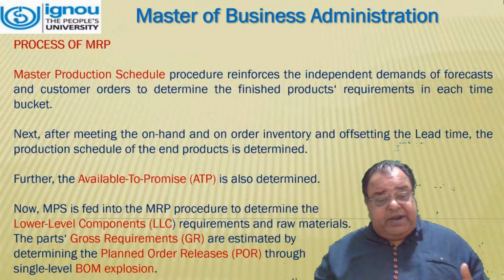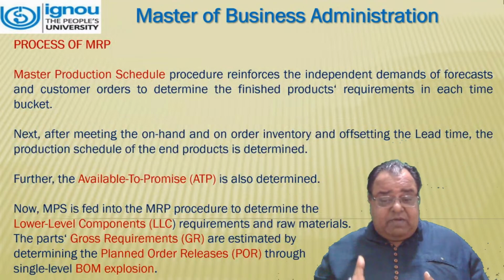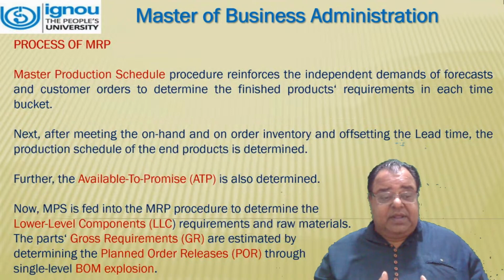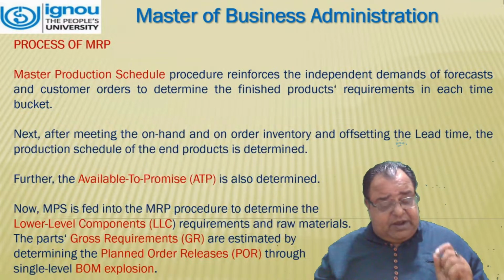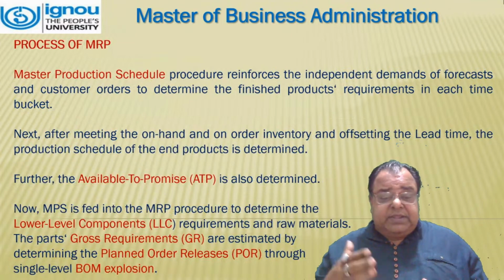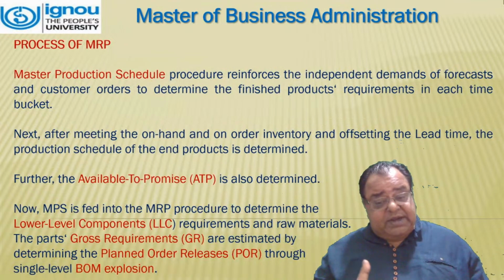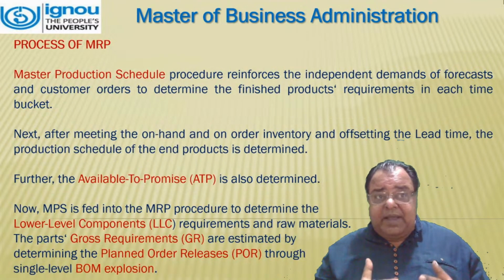Now, MPS is fed into the MRP procedures to determine the lower level components, requirements, and raw materials. The parts gross requirement, that is GR, is estimated by determining the planned order release, that is POR, through a single level BOM explosion.